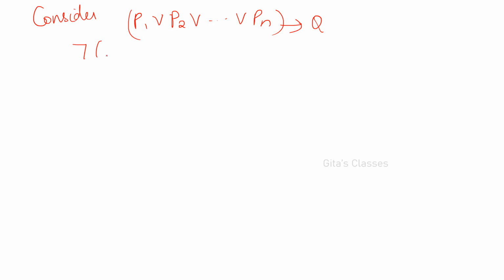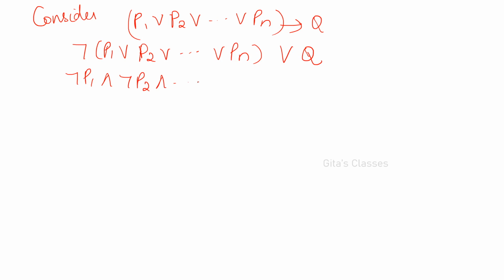Similarly, consider another case. Consider a statement of the form P1 or P2 or so on or Pn conditional Q. So P conditional Q is not P or Q. So the negation of P1 or P2 or so on or Pn, or Q. If you take the negation inside, it becomes not P1 and not P2, by De Morgan's law, and so on, and not Pn, or Q.